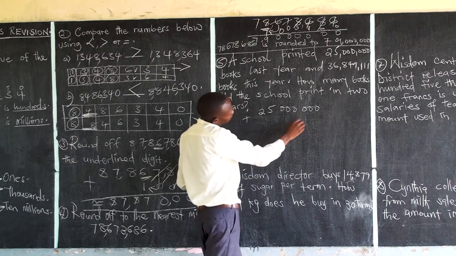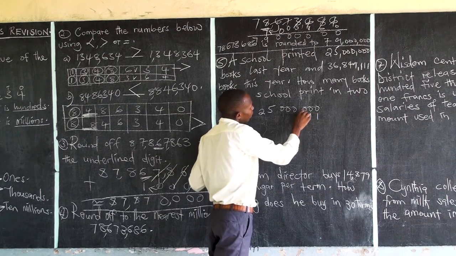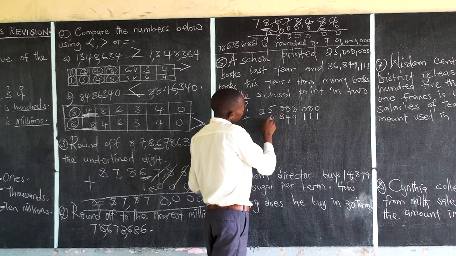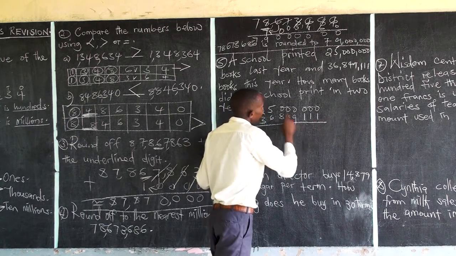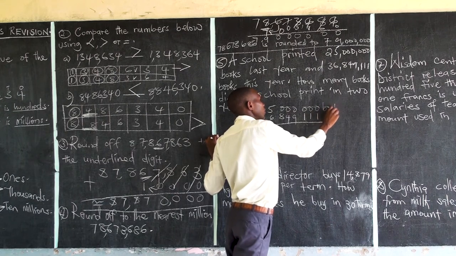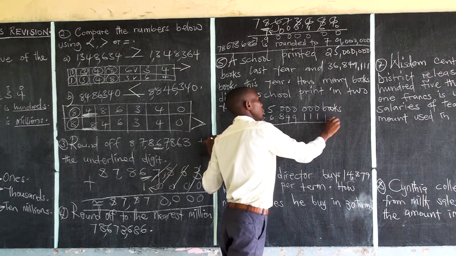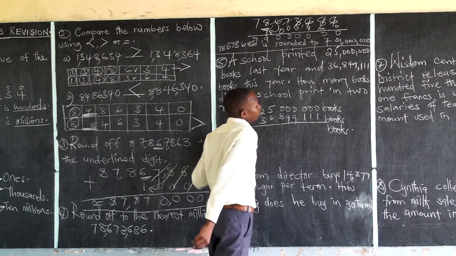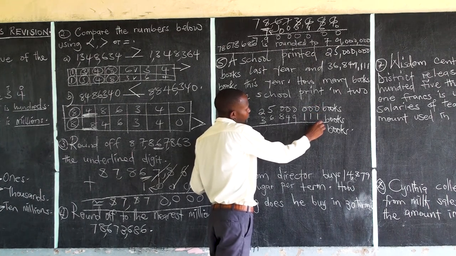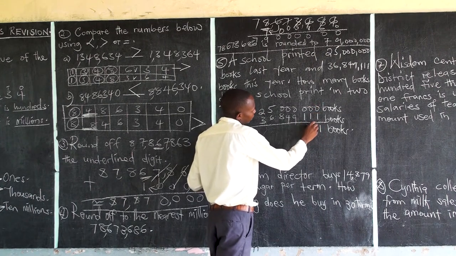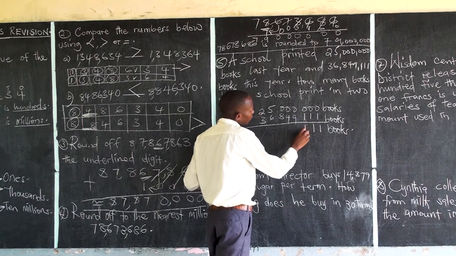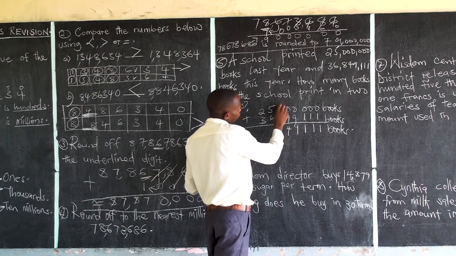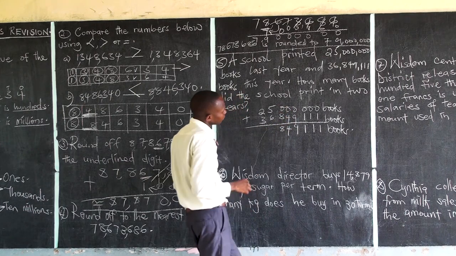We shall start from the last digit here. Remember, we are dealing with books. Don't forget units. These are all books. From there, I'll say 0 plus 1 to give us 1. 0 plus 1 to give us 1. 0 plus 9 to give us 9. 0 plus 4 to give us 4. 0 plus 8 to give us 8.